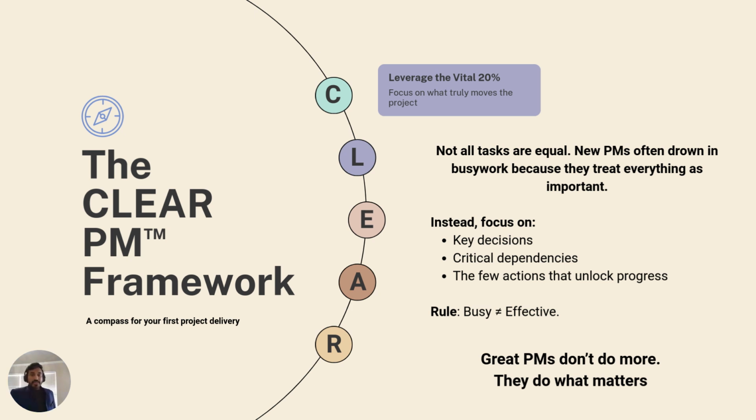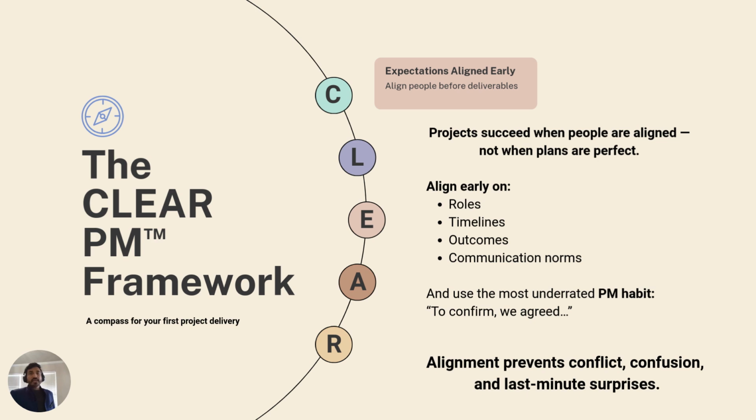Let's move to the E part, expectation alignment early. Projects succeed when people are aligned, not when plans are perfect. I was discussing with Guru in my last session. I think Guru is in our session right now. In my last project, I joined not late, but they felt like they needed a PM. And when I joined, there was almost 1 month remaining until the deliverables end date.